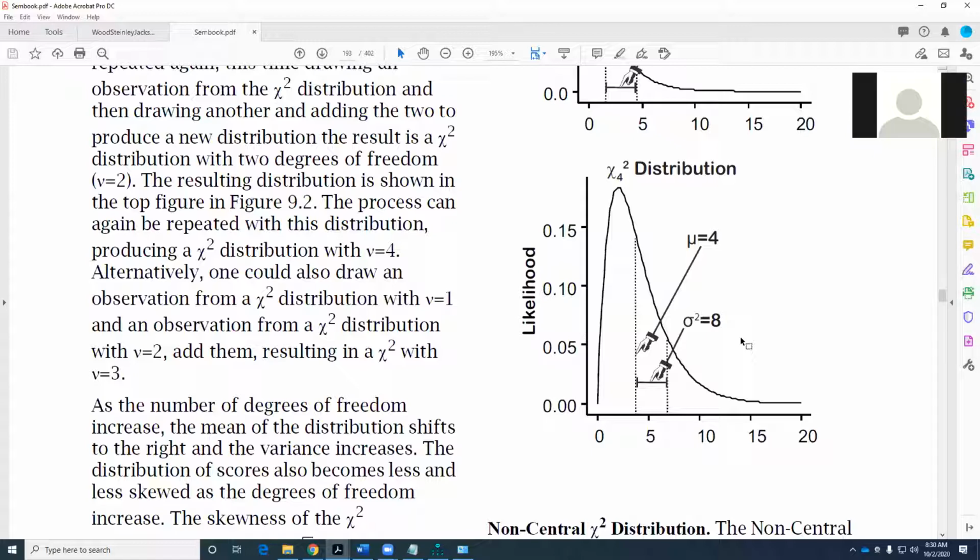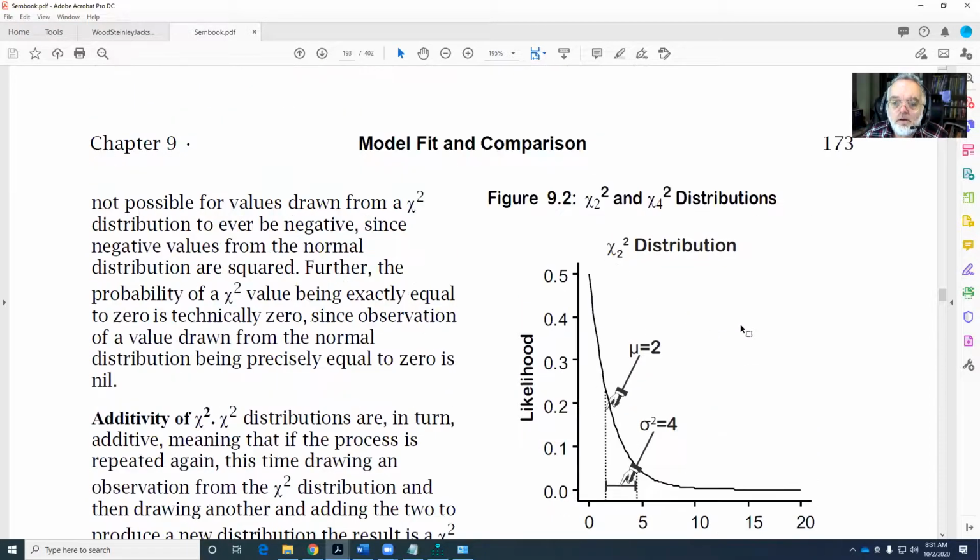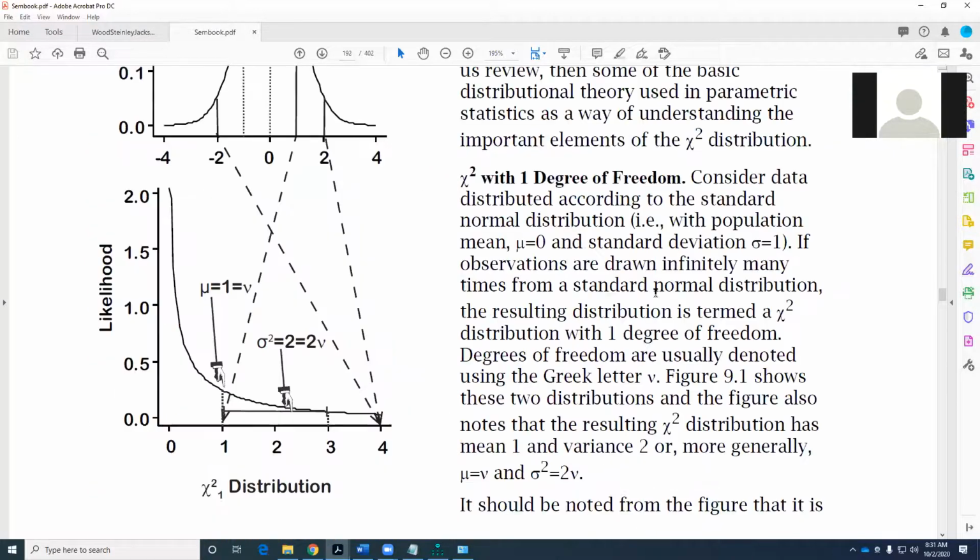I have a question. Why are the degrees of freedom equal to the mean? That's just how it works out if you do the math.